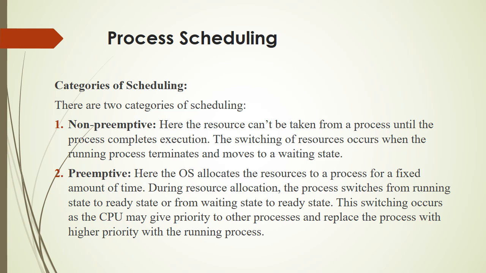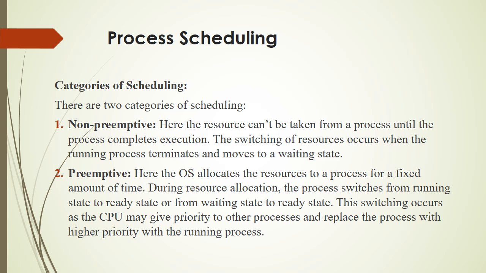Categories of scheduling. There are two types of scheduling: non-preemptive and preemptive. In non-preemptive, process resources cannot be taken before the process has finished. When a running process finishes and transitions to a waiting state, resources are switched. Preemptive scheduling. In this case, the operating system assigns resources to a process for a predefined period. The process switches from running state to ready state or from waiting state to ready state during resource allocation.